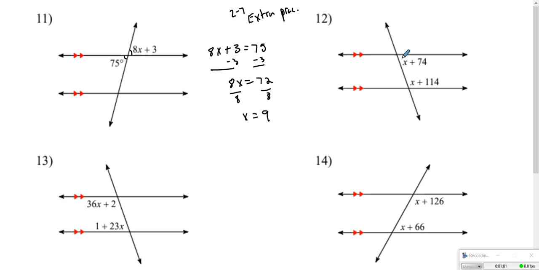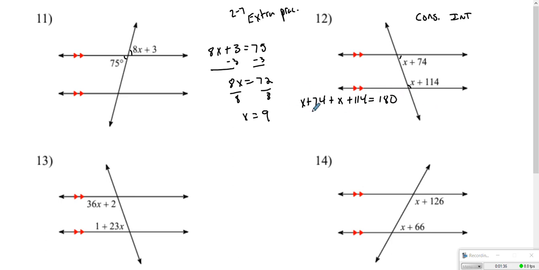Number 12, these angles are interior angles. They're between the two parallel lines, and they're on the same side of the transversal, so they're consecutive interior. And I have room to work this out here. Consecutive interior angles are supplementary when the lines are parallel. So the x plus 74 and the x plus 114, but instead of putting an equal sign between them, I'm going to put an addition sign, and together they're going to equal 180.